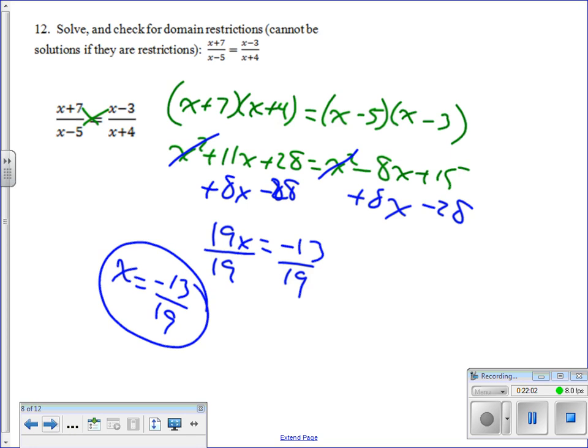Is that going to give me 0 in either of my denominators? No, that one's good. Bueno.